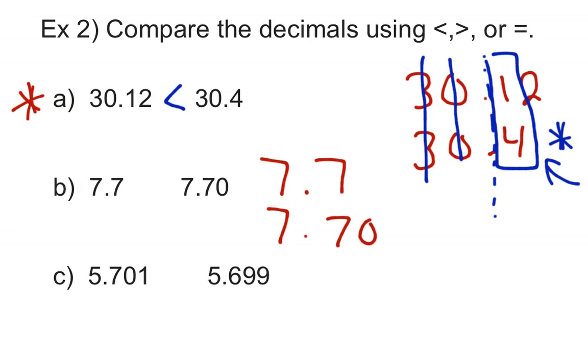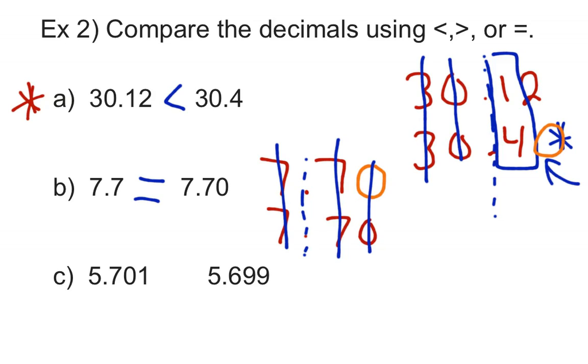7.70. Okay, I'm going to fill in the extra 0 that I need. I should have done that on the last one too. Fill in that extra 0 there so we can compare. And look, the 7's are the same. There's my decimal points that line up. These 7's are equal. The 0's are equal. So, because everything's exactly the same, that tells me these two things are equal to each other.